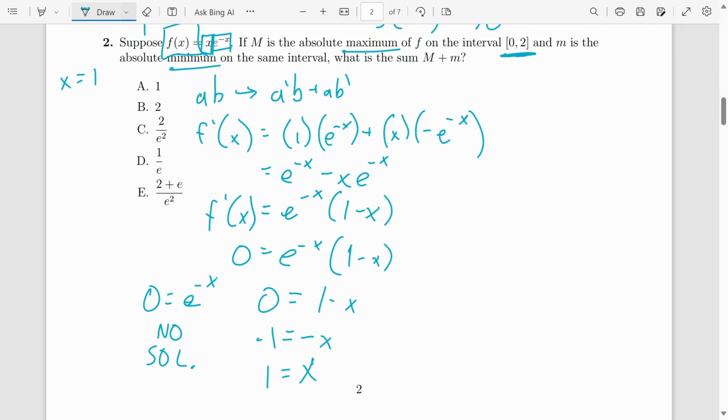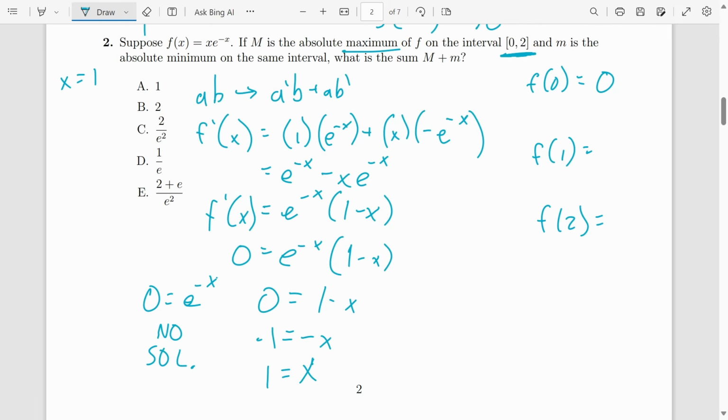What we can do is just figure out what f of 0, f of 1, and f of 2 are, and we can determine based on these values if f of 1 is the minimum or the maximum, and which one of these two, f of 0 or f of 2, we should take to be the other minimum or maximum. So doing all that now, f of 0 is going to be 0 times e to the negative 0, that's just 0.